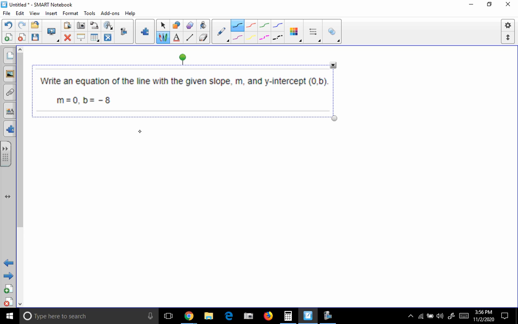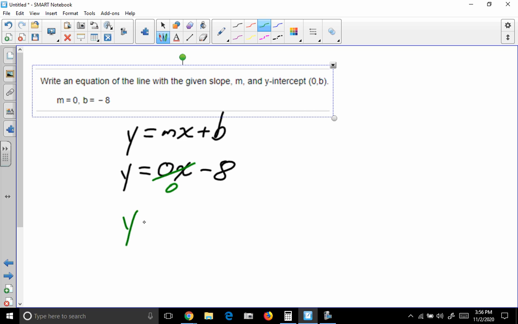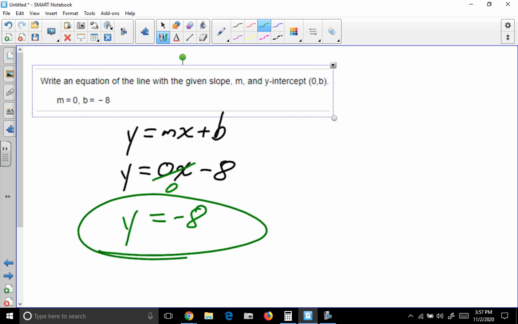Next one is the same idea. If our slope-intercept form is y equals mx plus b, we have a slope of 0, so put a 0 beside the x, and then our y-intercept is -8, so -8. 0 times anything is 0, so we're left with y equals 0 minus 8, or just y equals -8. So it's just plugging into our formula. This only works if we know the slope and the y-intercept.